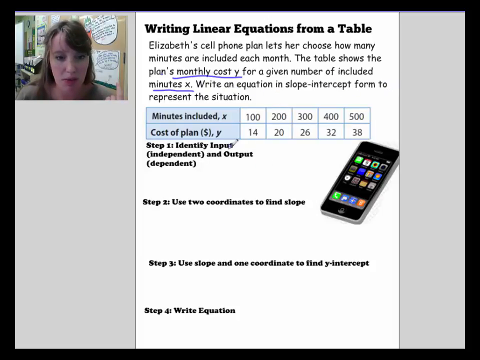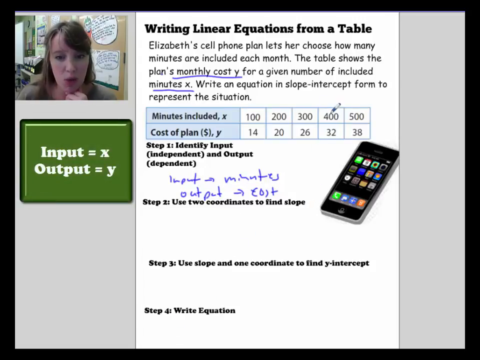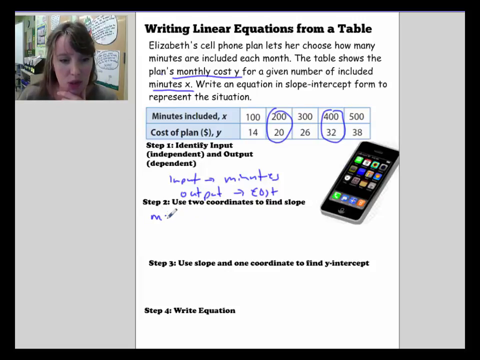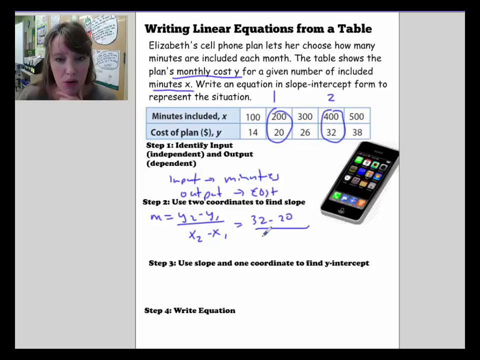So input has already been given to us. Input is minutes. And output is going to be cost, as it so often is, right? Use two coordinates to find the slope. Sure, let's just use a couple coordinates here. So slope is y2 minus y1 over x2 minus x1. Let's say this is 32 minus 20 over 400 minus 200.